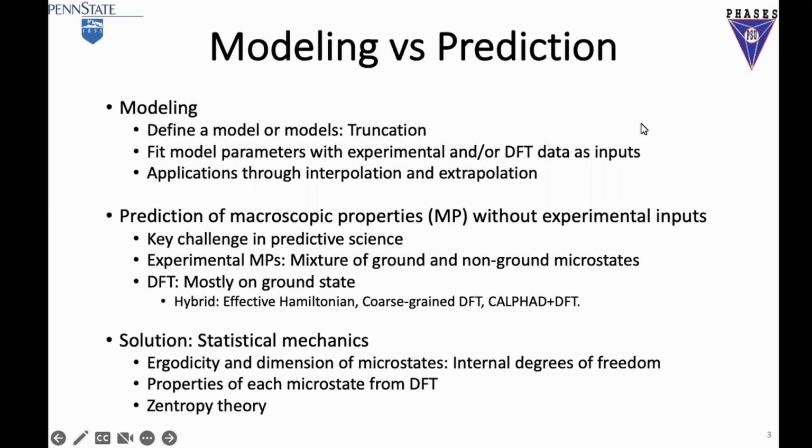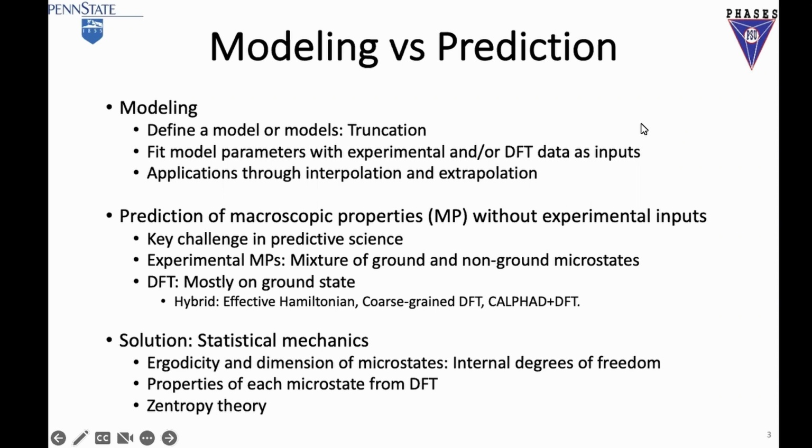So the question is, what would the solution be? We know that we have different states. It's statistical, right? It's statistical mechanics. So that problem should be solved already. So why is it not solved? I'm going to mention that. The first reason it is not solved is because we could not get all the microstates from the theory.